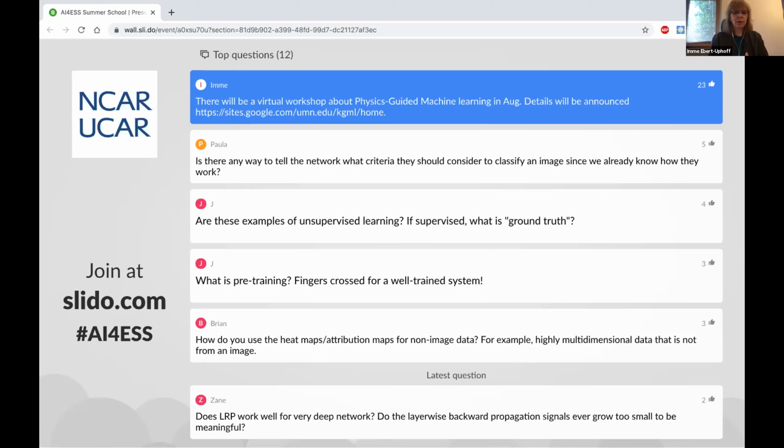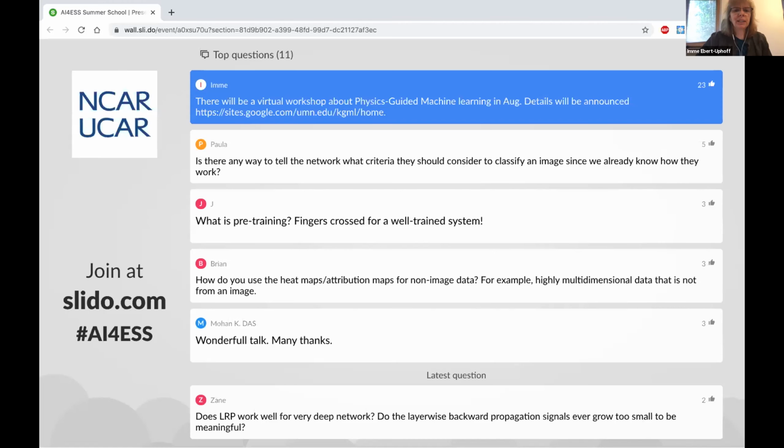Okay, so maybe one more question. What is pre-training? Sure. Okay. Is there any way to tell the network what criteria they should consider to classify an image, since we already know how they work?